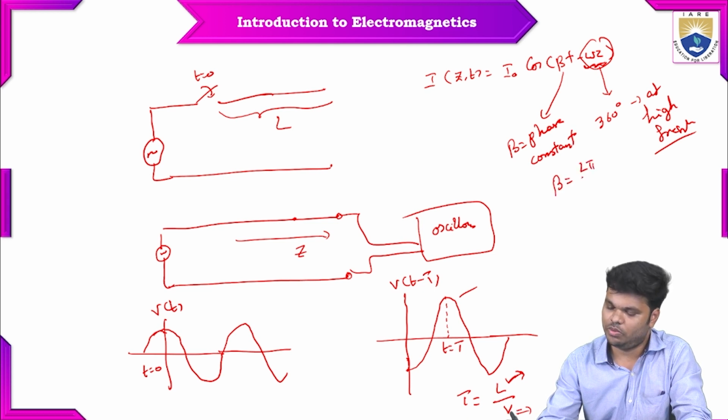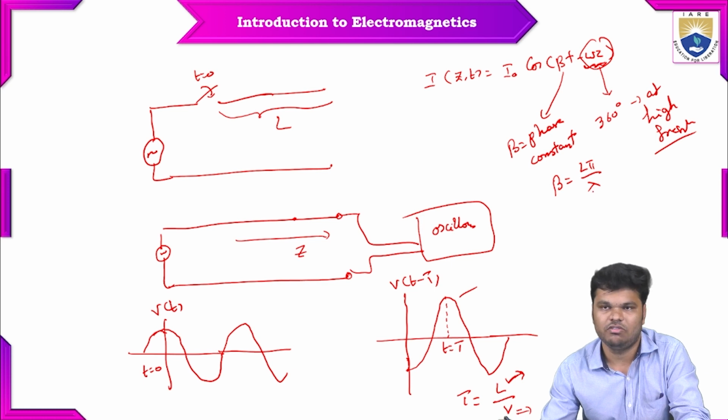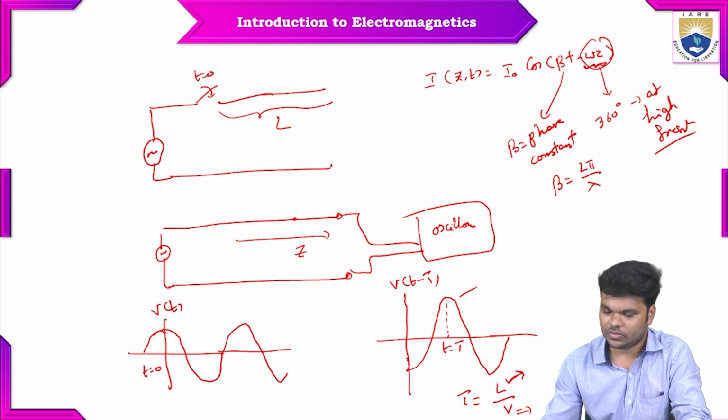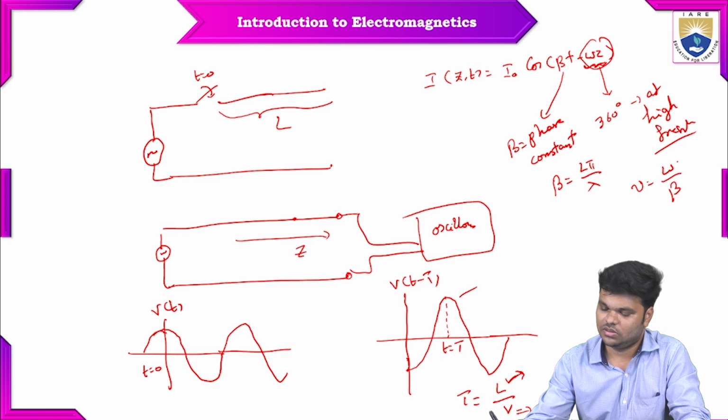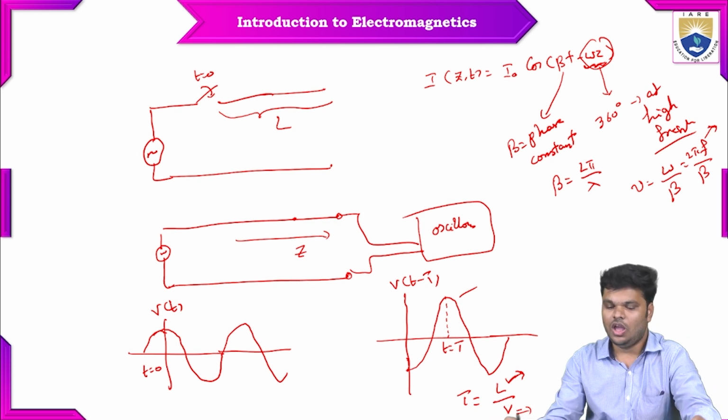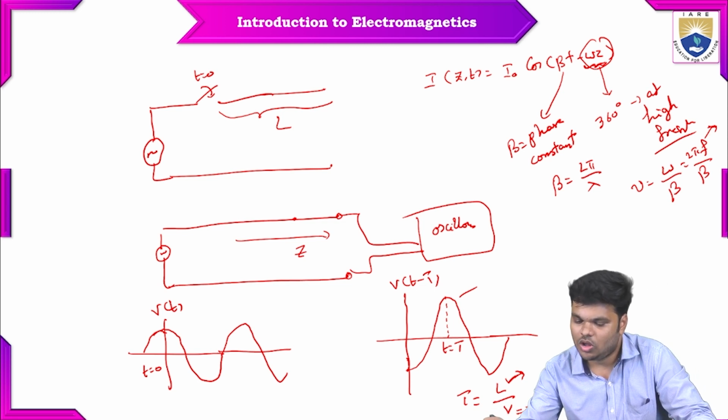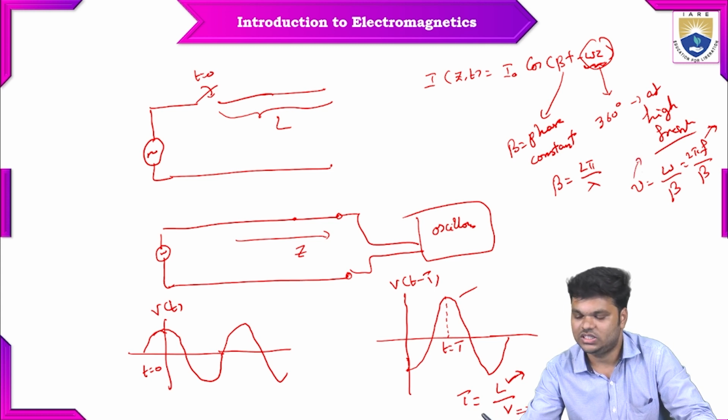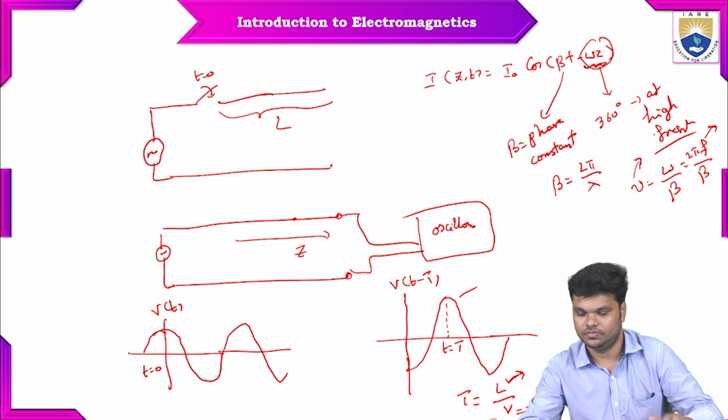Mathematically, this beta is nothing but 2 pi by lambda, where lambda is the wavelength of the wave. And v, the phase velocity, is equal to omega by beta, which is equal to 2 pi f by beta. This f is the frequency of the source, right? And you will study all these things like phase constant and phase velocity in detail in this course.